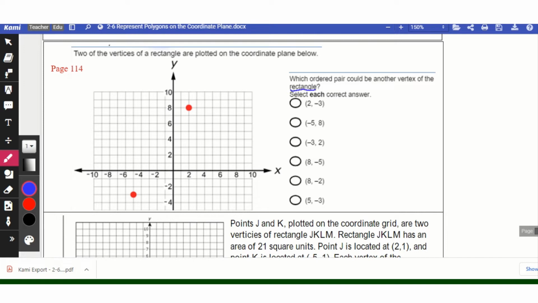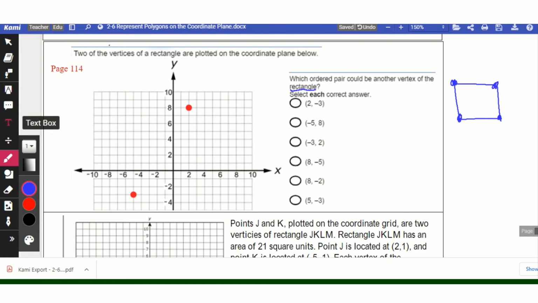What's unique about a rectangle is that it has two sets of parallel sides. So all you have to do is make a perfect rectangle and select the correct answer. A rectangle is only going to have 4 vertices, so we should only select two other answers because two of the vertices are already shown. We want to literally make a rectangle. We cannot go past these points.